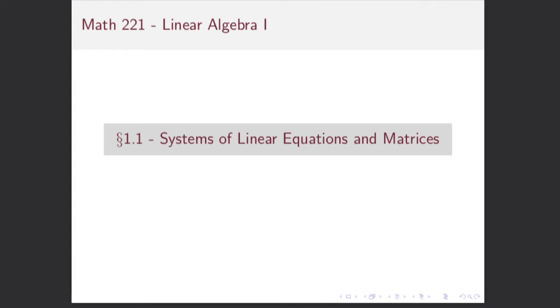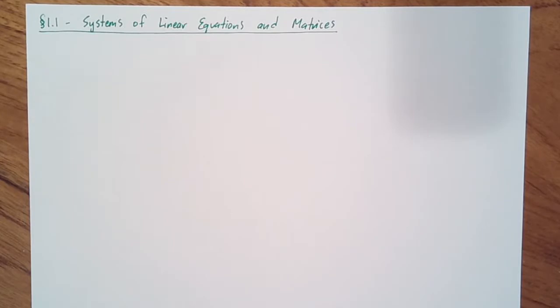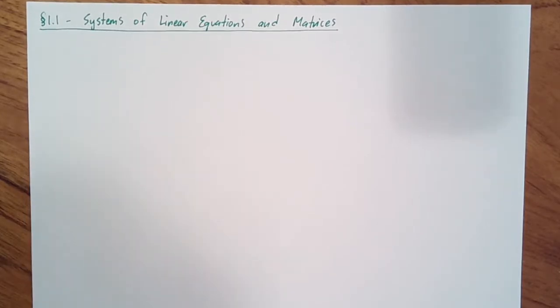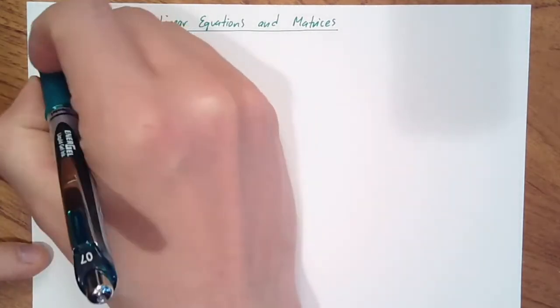Okay, so the first section of the course is section 1.1, and it's about systems of linear equations and matrices. So I want to start by reminding you of a key fact that we're going to need going forward, and that is the following.